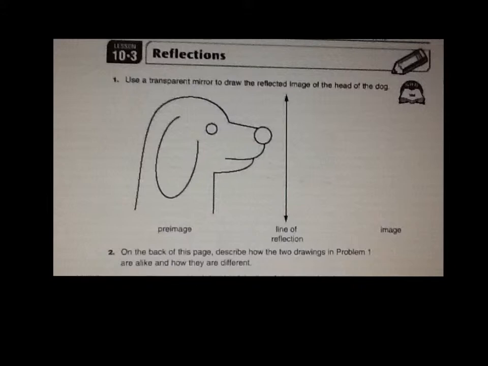Then, when you are done with that, on the back of this page, I would like you to describe how the two drawings in problem 1 are alike and how they are different. I'm going to send you off with your partner right now to do this task. I would like you each to do your drawing of the image using the transparent mirror, and then I would like you both to talk about question 2 and answer question 2 on the back of your own pages. We'll have 5 minutes to do this, and then everybody needs to come back to the carpet so we can talk more about our lesson today.